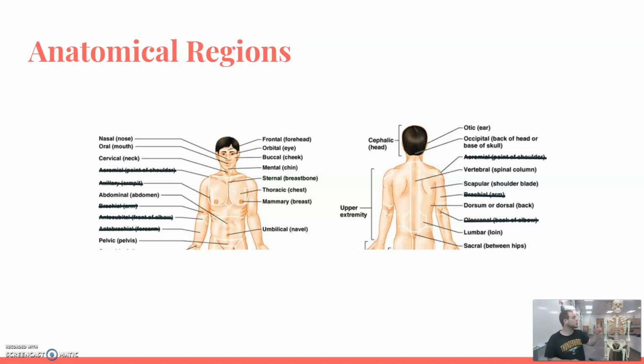Next up is the orbital region, going to be the eye. We like to call this hollow socket here the eye orbit. So most people tend to be fairly familiar with that as the orbital region.